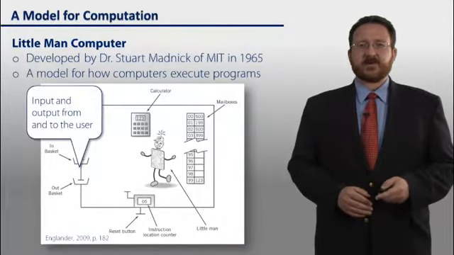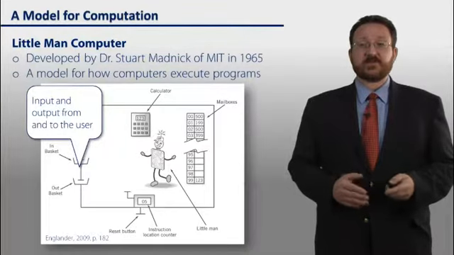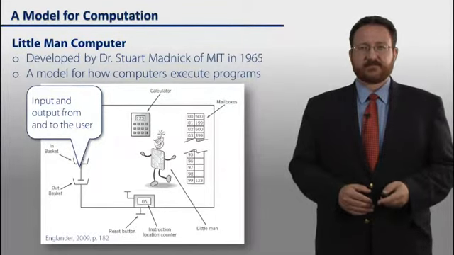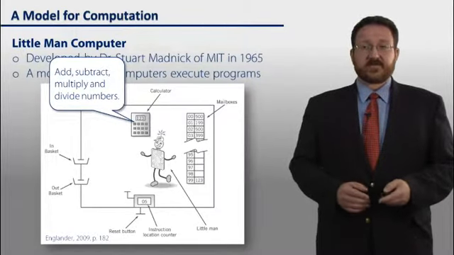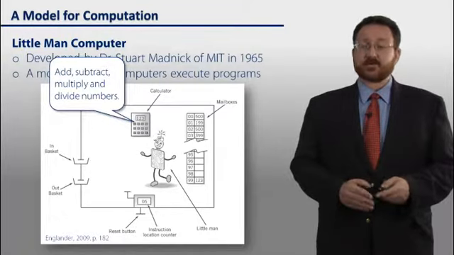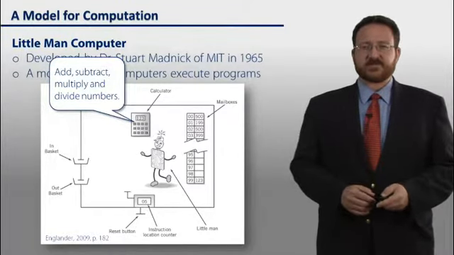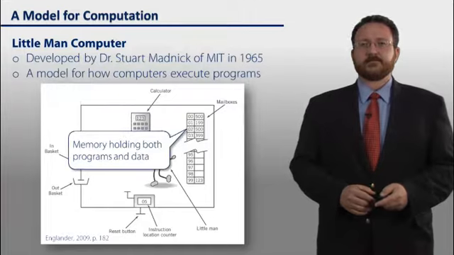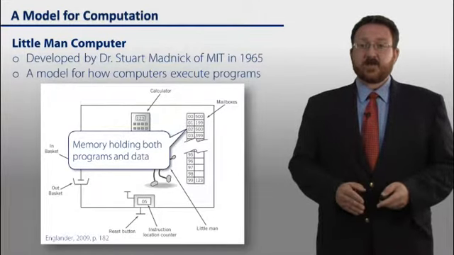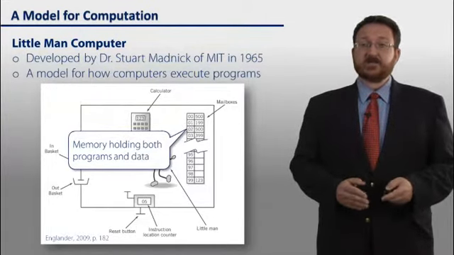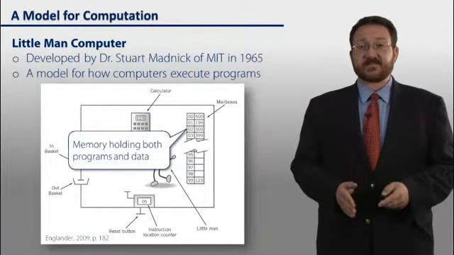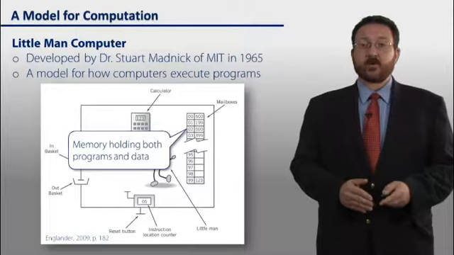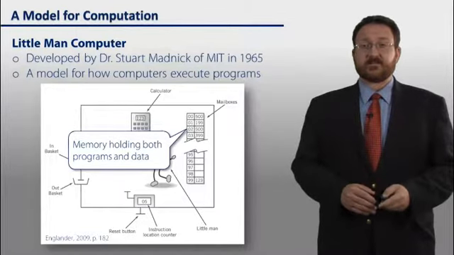The little man computer takes input and output from the user in the form of in and out baskets. There's a calculator, or an ALU, an arithmetic and logic unit, that allows us to add, subtract, multiply, and divide numbers. And these numbers are only integers, no floating point representations in this simple model. It has memory, which is a set of mailboxes. Each mailbox has a mailbox number that's associated with it, and then some data that's in the mailbox. This memory holds both the programs and the data that the programs manipulate.